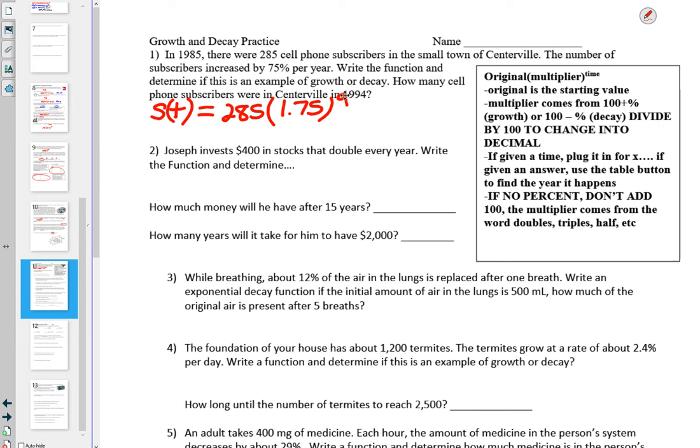So I'm getting here that the subscribers 9 years past now is going to be approximately, you know what? I should have put in here 9 instead of T, because I had already plugged the 9 in from the beginning. 43,871.